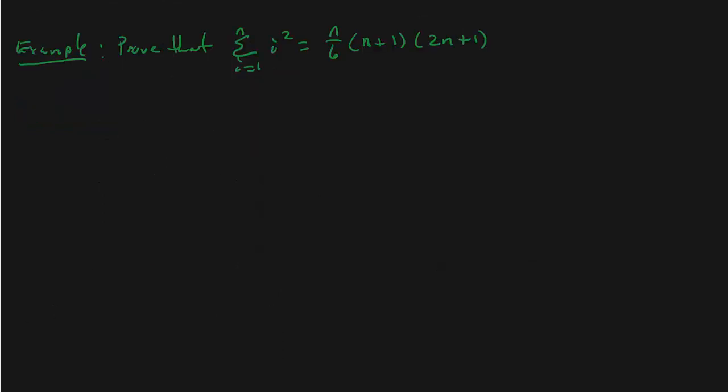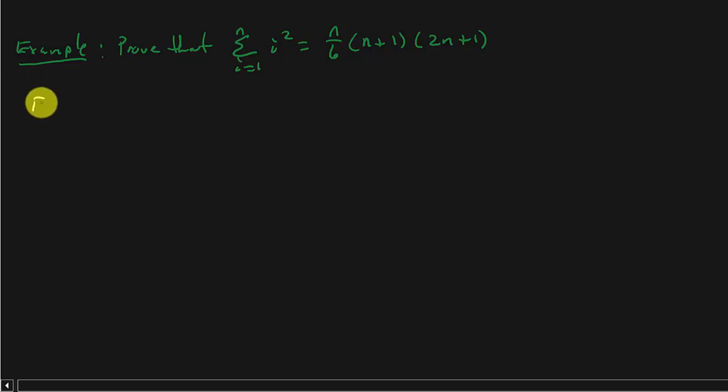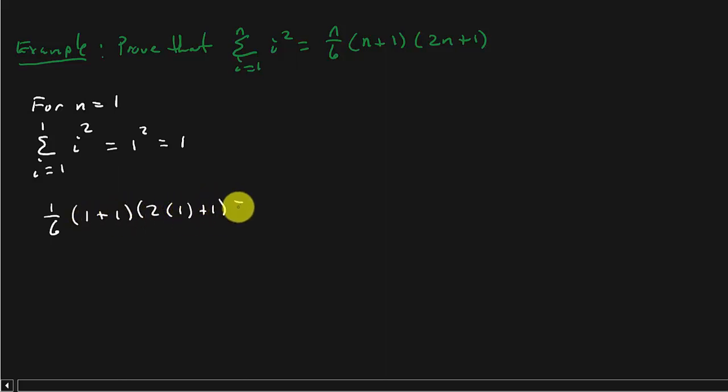All right, so our last example here. We want to prove that the sum i equals 1 to n of i squared is equal to n over 6 times n plus 1 times 2n plus 1. All right, so we've got to show that it's true for n equals 1. For n equals 1, we have the summation i equals 1 to 1 of i squared. So we're going to plug the 1 in. That's 1 squared, which is 1. So that's the left-hand side. Now we need to plug the 1 in over here for n on the right-hand side and show that equals 1. So 1 over 6 times 1 plus 1 times 2 times 1 plus 1 is 1 over 6 times 2 times 3, which, that's 6 times 1/6 is 1. So it's true for n equals 1.